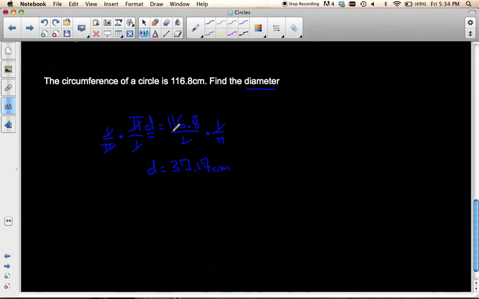That's working backwards algebraically. The other way you could work backwards is we look at our formula again, which was pi times the diameter equals 116.8. Well, if I work backwards, the last thing I did was multiply. Both of these were multiplying. So if I go 116.8 divided by pi, I'll get my diameter, which is going to be 37.17 centimeters. Okay, so that's also working backwards.